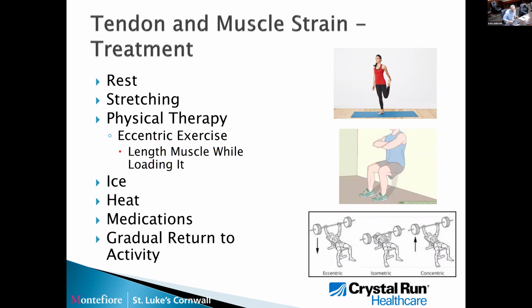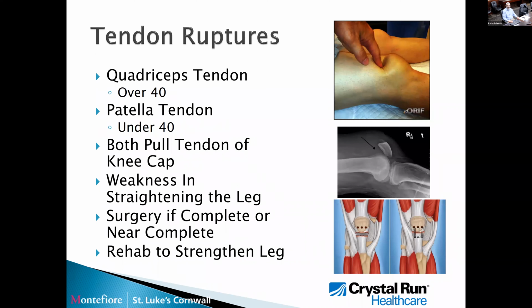That's lengthening of a muscle while loading it. Other things that are useful are icing for the immediate inflammation and swelling associated with the injury. Heat, again, when you're trying to stretch it to get it loosened up. Medications, including anti-inflammatories, and then a gradual return to activity as you go. So tendon ruptures: there are two basic tendons around the knee that rupture, either the quadricep tendon, which generally occurs in people over the age of 40, or the patella tendon, which generally occurs in people under the age of 40.